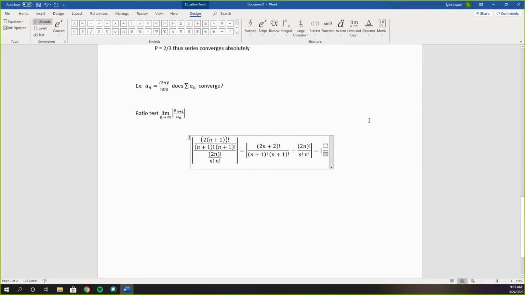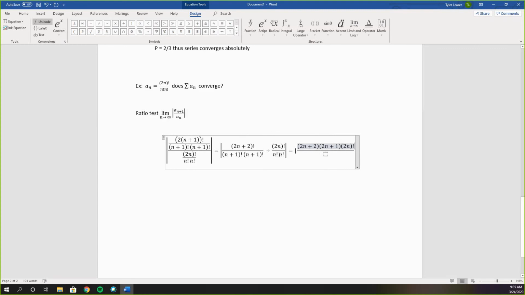But this first fraction here, 2n plus 2 factorial, is the same thing as 2n plus 2 times 2n plus 1 times 2n factorial. Now that factorial is only on the 2n part. So make sure that makes sense to you. It's just using the definition of factorial where you multiply by that term, then the next term down, the next term down, the next term down, all the way down to 1. So 2n plus 2 factorial is 2n plus 2 times the next number down, 2n plus 1, times the next number down, 2n.